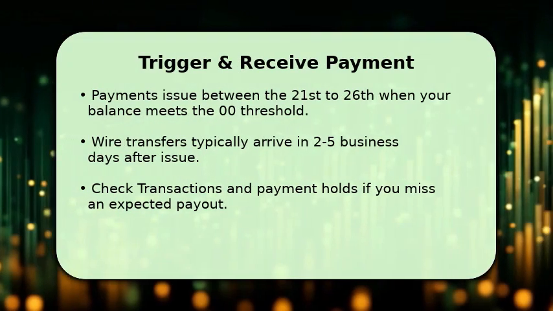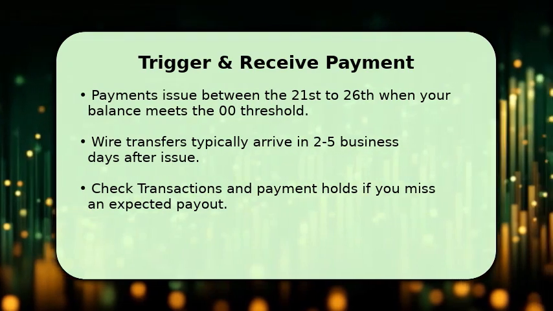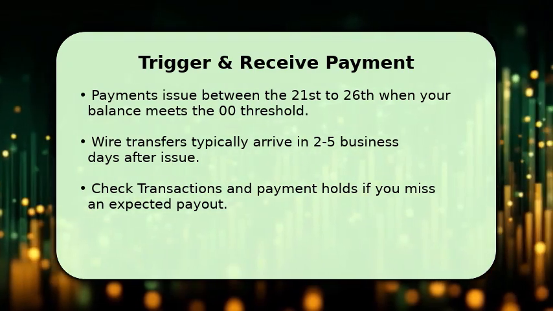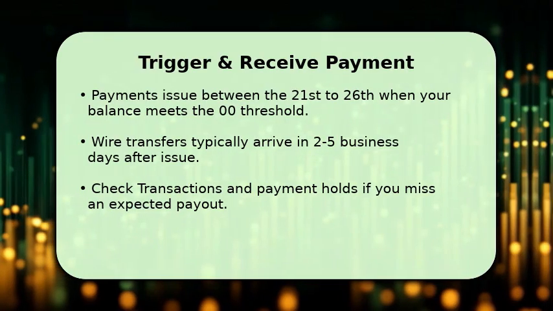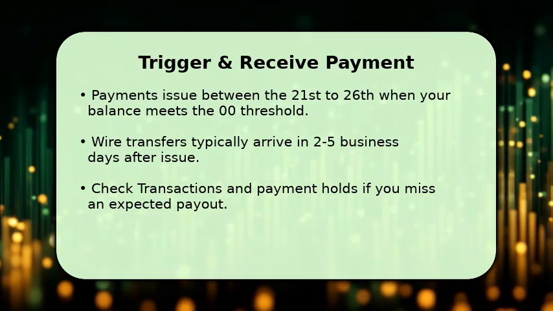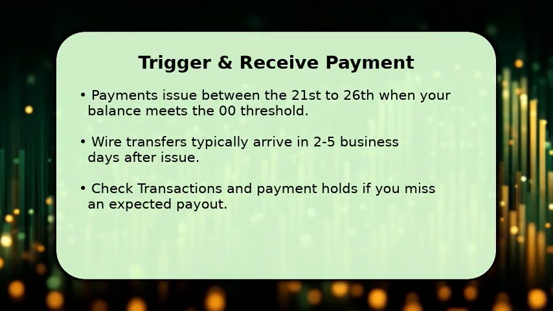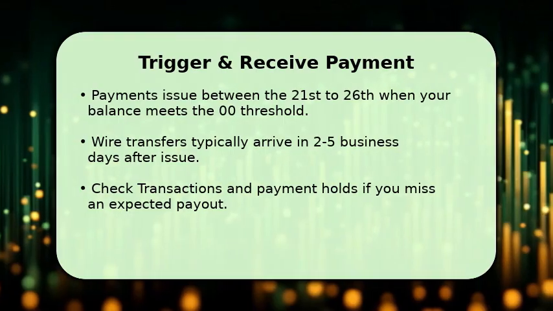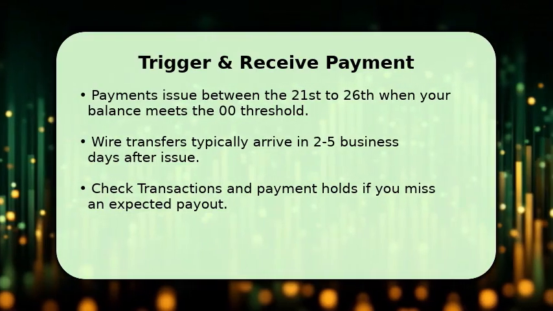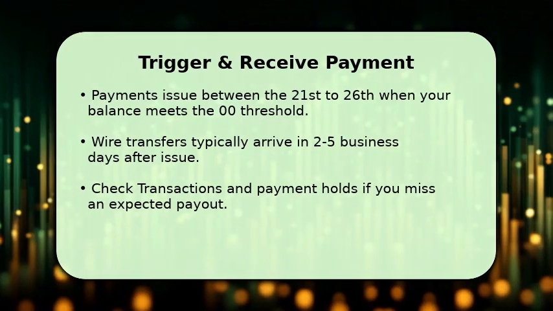Understand payment timing and thresholds to know when funds arrive in your bank. Google issues payments between the 21st and the 26th of the month when your balance meets the 00 payment threshold. If you meet the threshold late, your payout will wait until the following cycle. Wire transfers typically clear in 2-5 business days after issue.